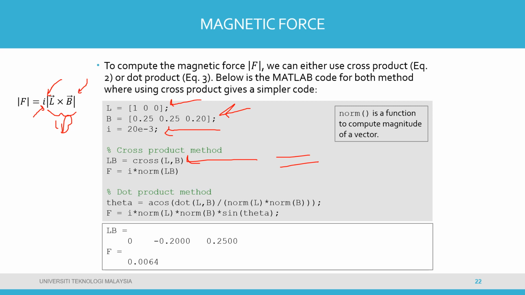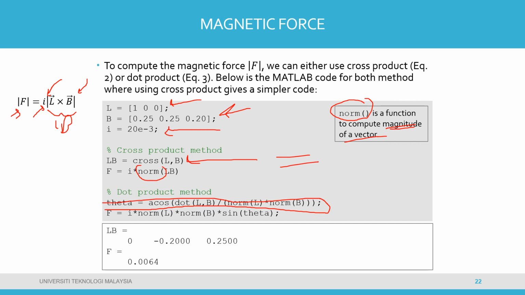You have to make sure that the cross product is made absolute. To get the magnitude of the L cross B product, you have to use the magnitude of the vector. How to do this? Use norm. This is the code: norm multiplied by I, and you get F, the force.